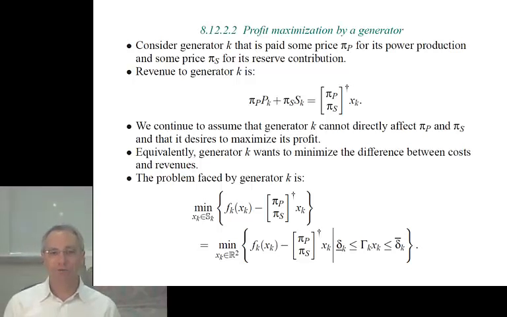We're going to continue to assume that generator K cannot directly affect the prices, and furthermore that it desires to maximize its profit. Equivalently, generator K wants to minimize the difference between its costs and its revenues. The problem faced by the generator then would be minimize cost minus revenues. I've shown that at the bottom of the page.